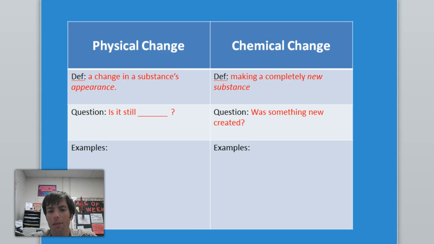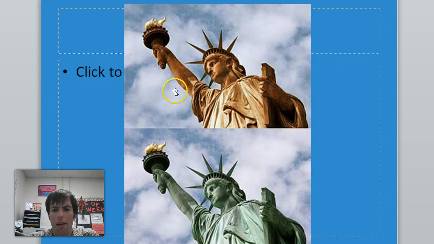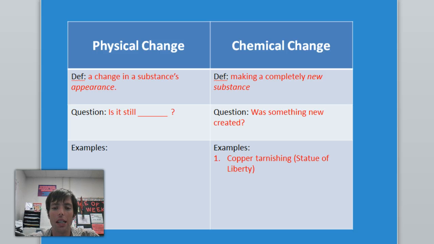So let's do some examples. What's this? Ta-da! Statue of Liberty. It's beautiful. It's green. It's copper? Weird. This is the old color of the Statue of Liberty. Here is the new Statue of Liberty, the one you and I have either traveled to or wish we traveled to. Now you might be thinking, this looks the exact same. This is one color, this is the other, but it's still the Statue of Liberty. Haha, I've tricked you. This is an example of a chemical change.